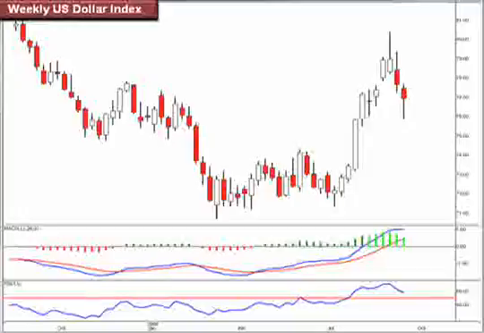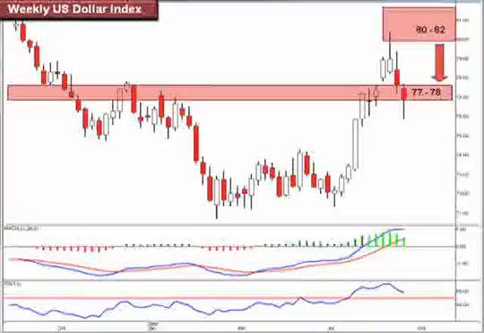As always, we're going to take a look at our weekly U.S. dollar index. This is a great way to gain perspective as to how the U.S. dollar has been trading against a basket of currencies. We continue to identify that 80 to 82 focal area as being a significant area of resistance.